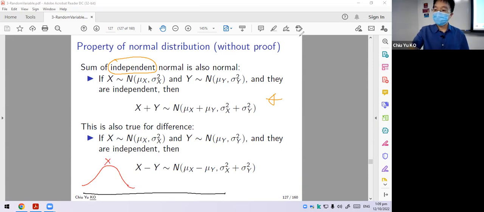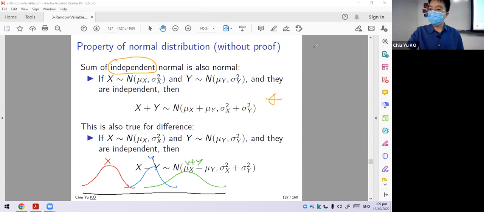And I have another bell curve called Y. What should we expect when we have X plus Y? The answer is, surprisingly, it is still a bell curve. It should look like this.